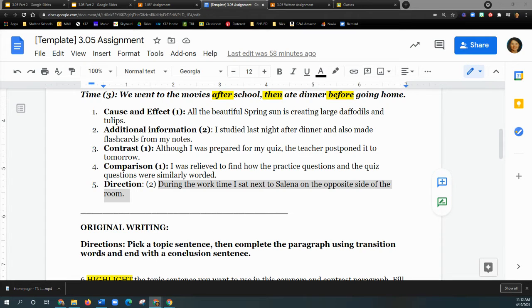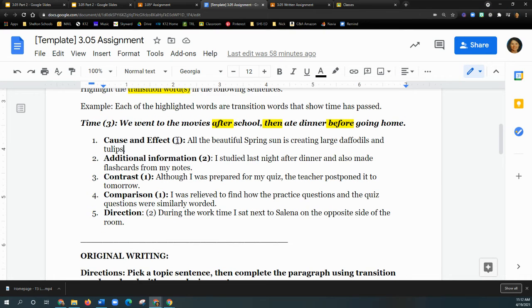So now let's go back through these, and I will take your suggestions. Okay. So cause and effect. All the beautiful spring sun is creating large daffodils. Additional information. I studied last night after dinner and also made flashcards from my notes. Number 3. Although I was prepared for my quiz, the teacher postponed it to tomorrow. Although is our key word here.